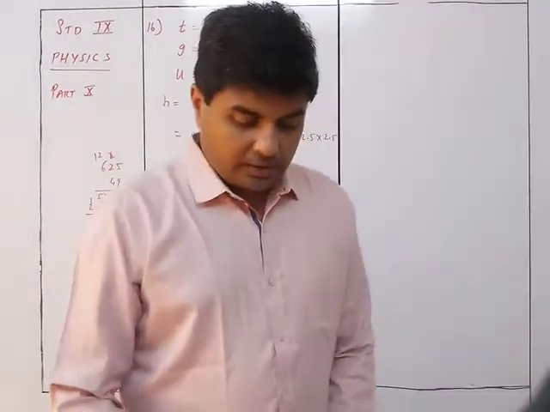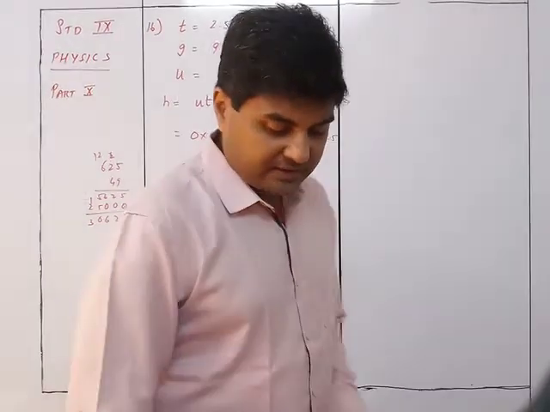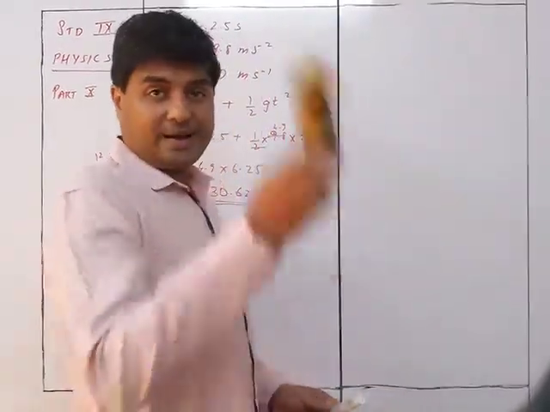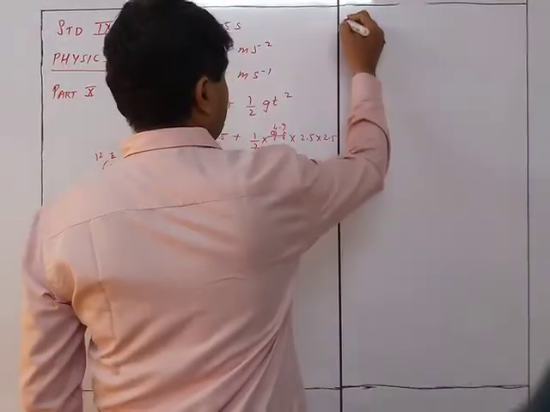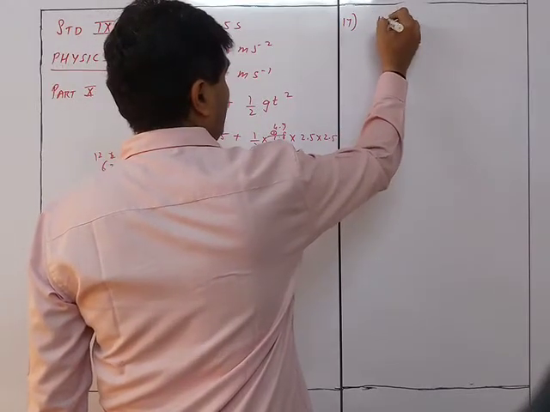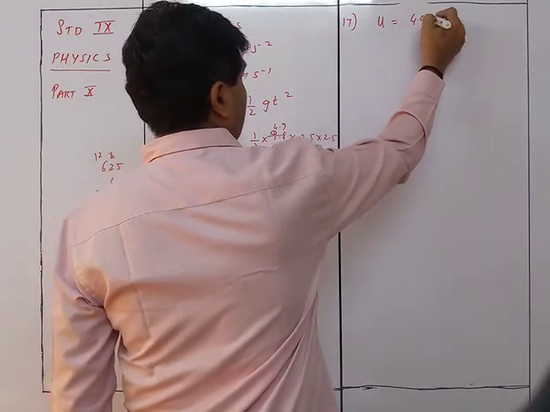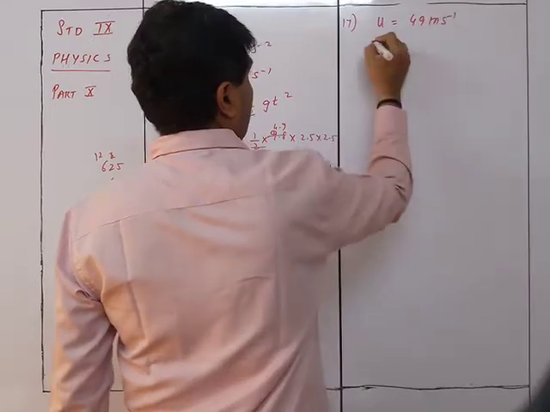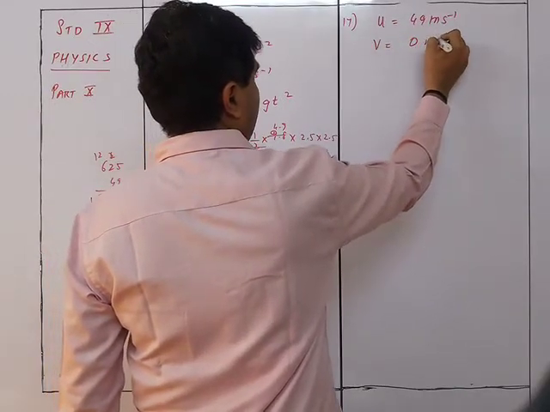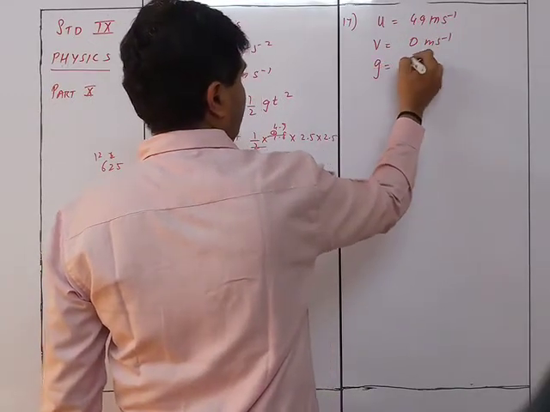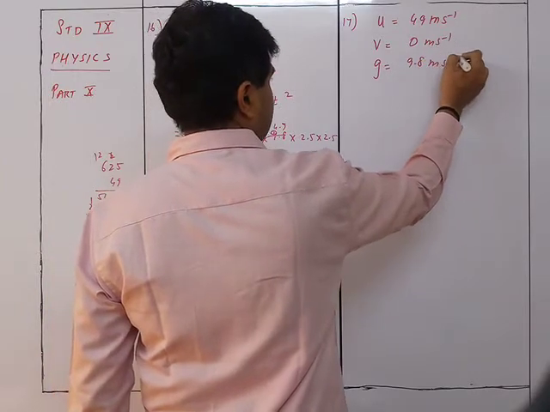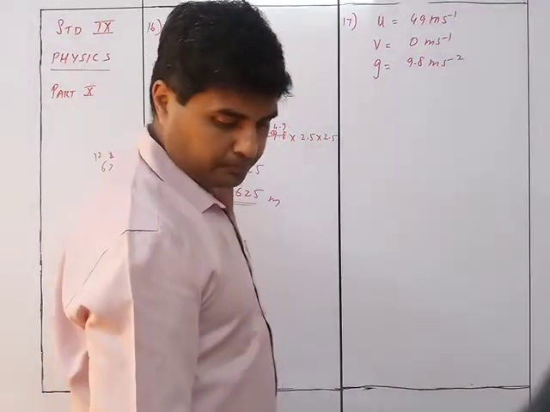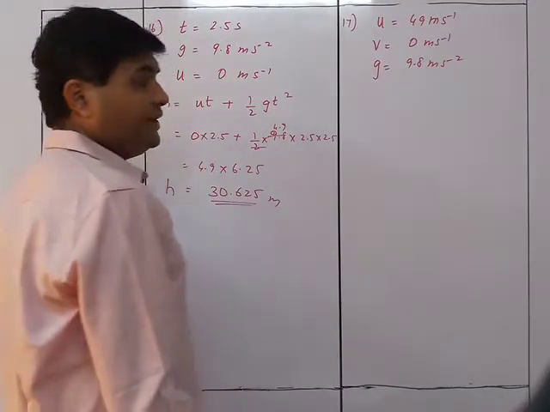So we have first the initial velocity. It is thrown vertically upwards, so u is equal to 49 meter per second. My v will be 0 meter per second. My g will be 9.8 meter per second square. I need to find out h.